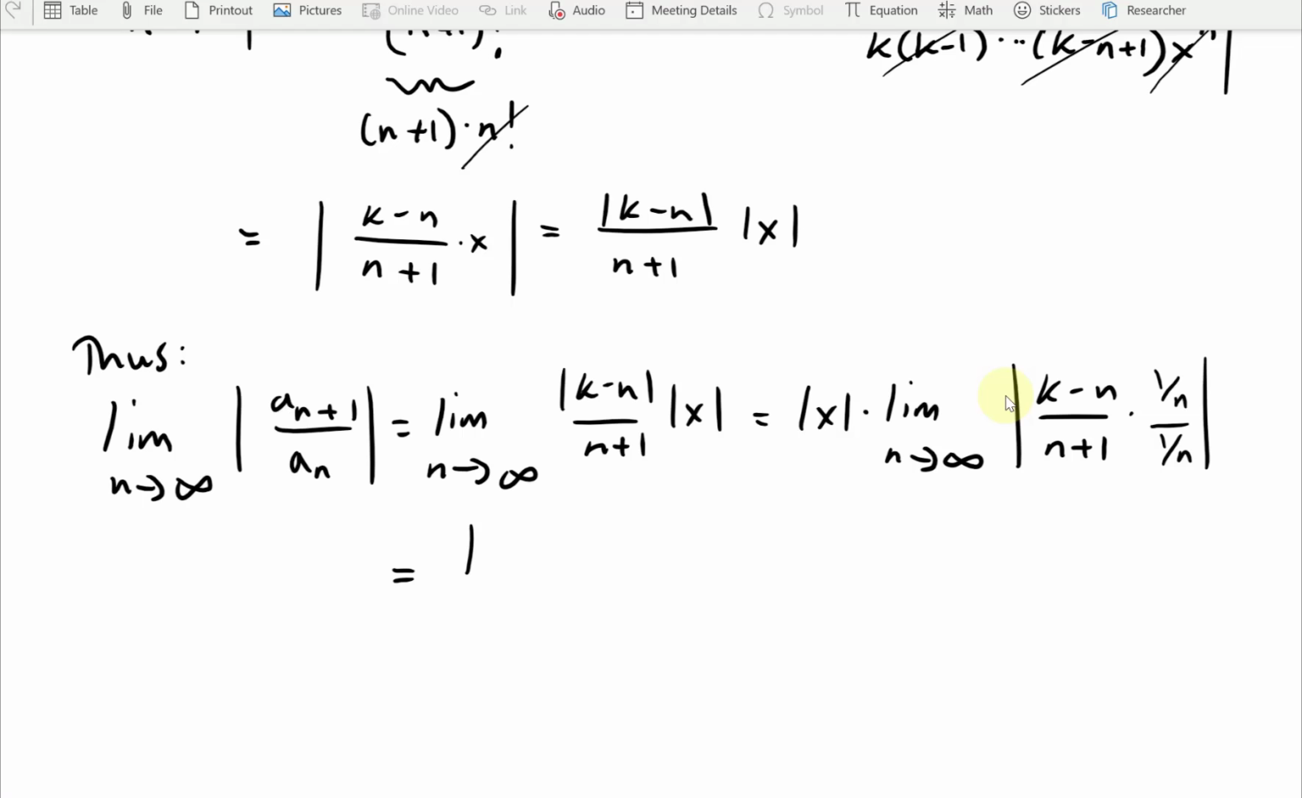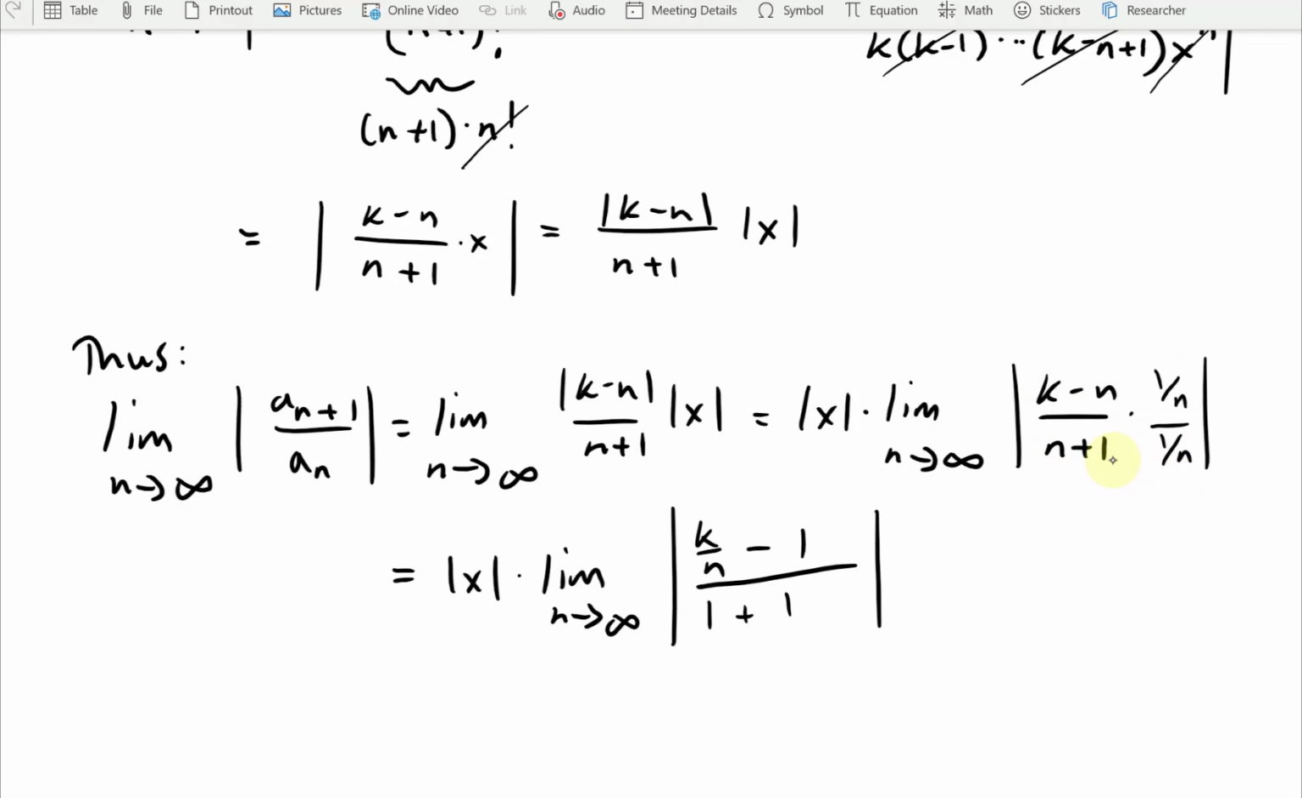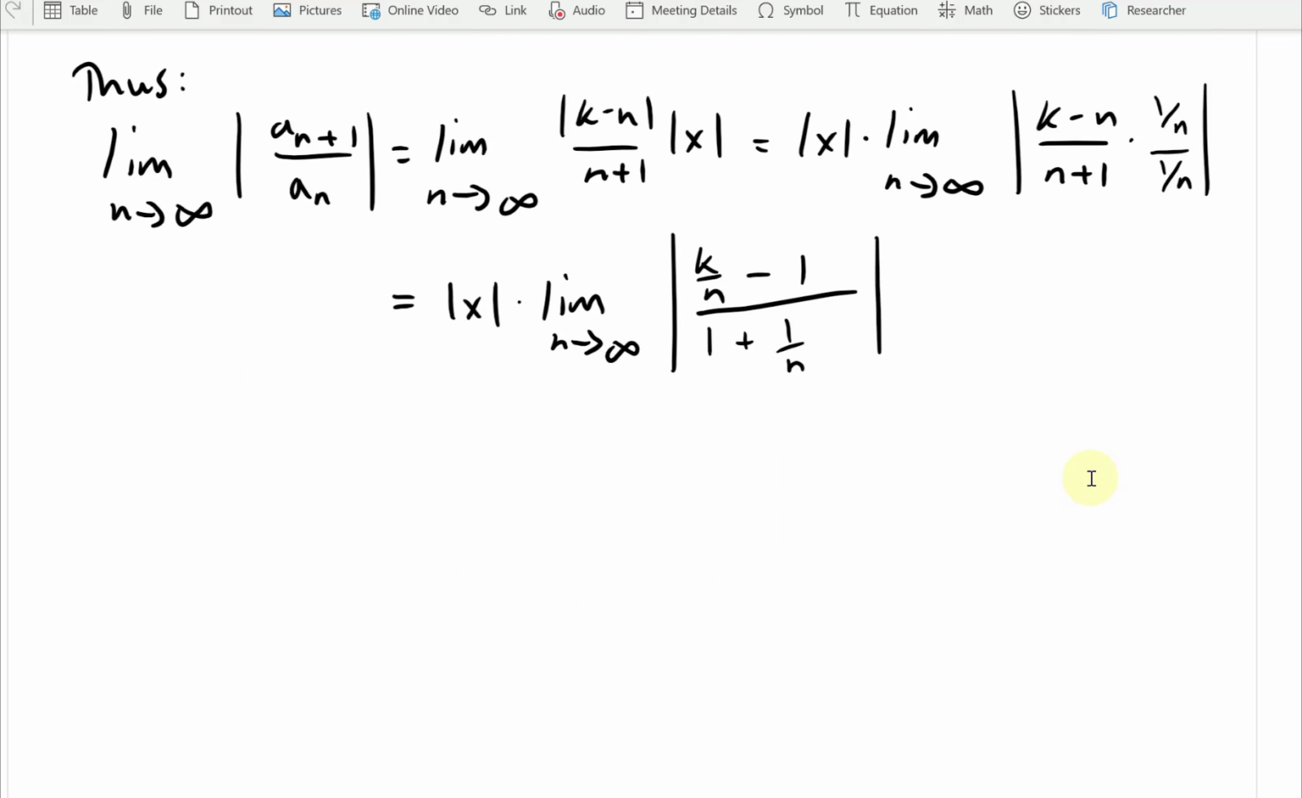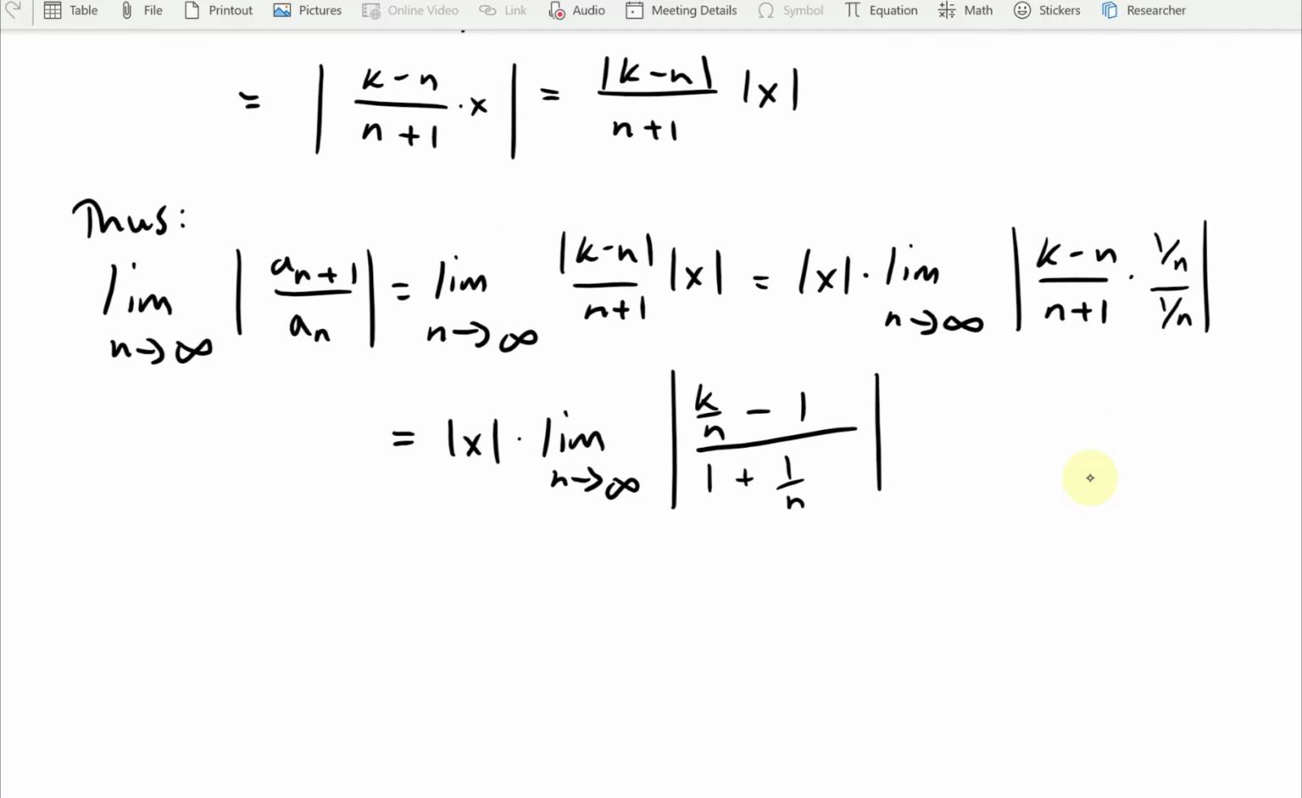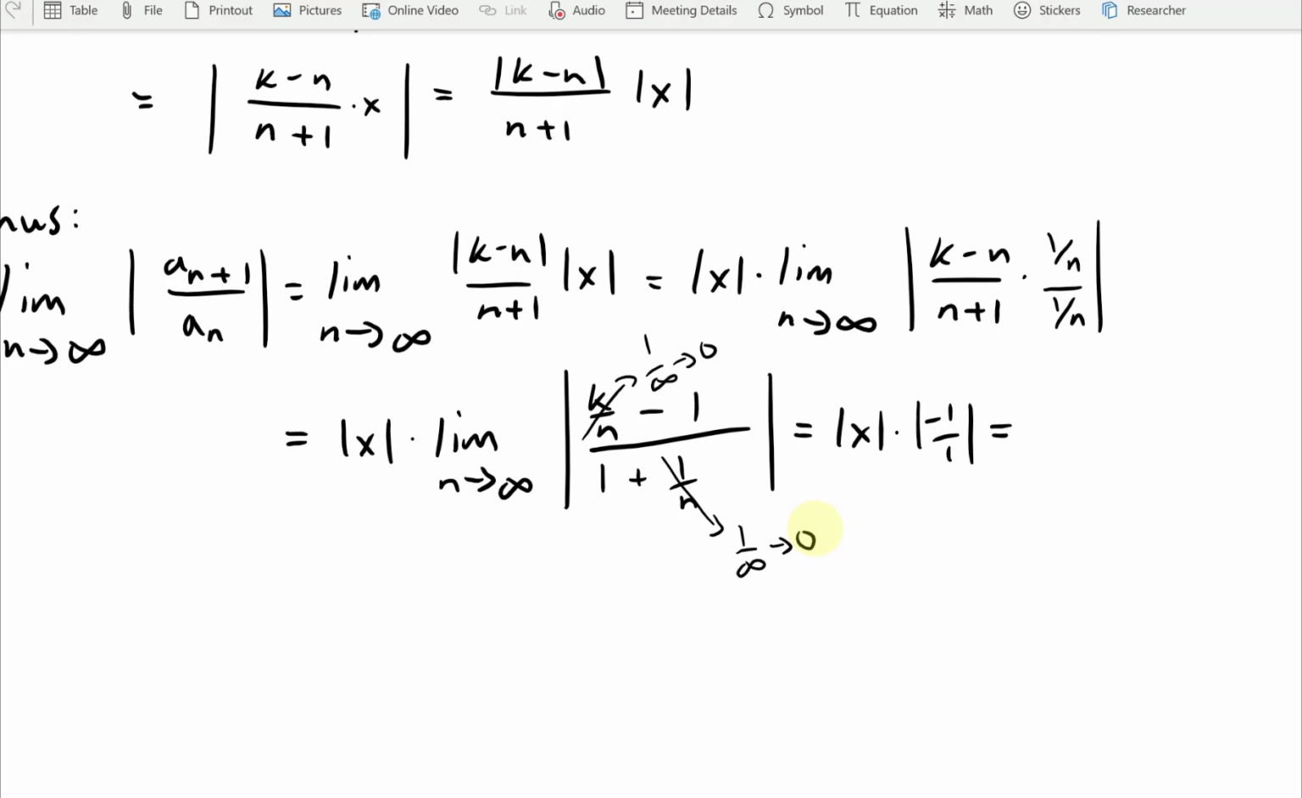I'll just write this fully again. This equals absolute value of x times the limit as n approaches infinity of k over n minus 1, divided by n over n which is 1, plus 1 over n, like that. And now as n goes to infinity, this 1 over infinity goes to 0, and this 1 over infinity goes to 0. So in other words, we're going to have negative 1 over 1. So this equals absolute value of x times the absolute value of negative 1 over 1, which just equals 1. So this just equals absolute value of x, like that.